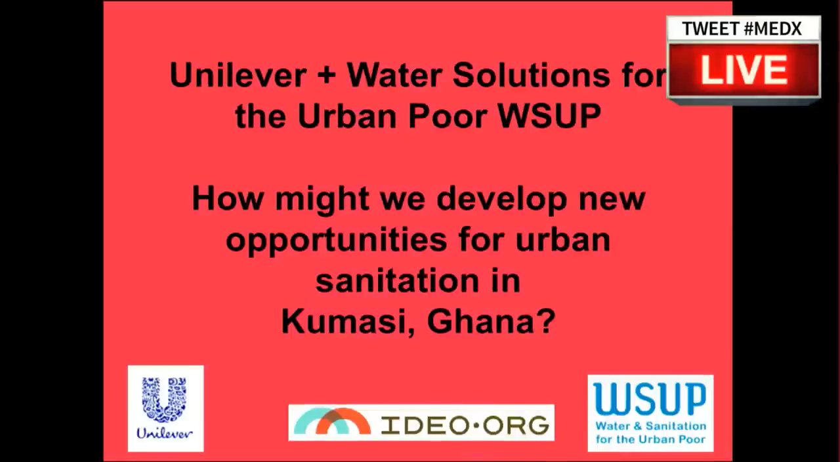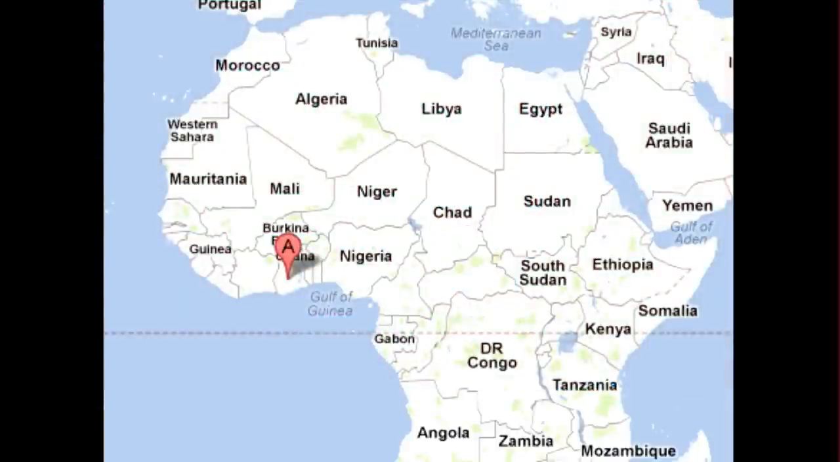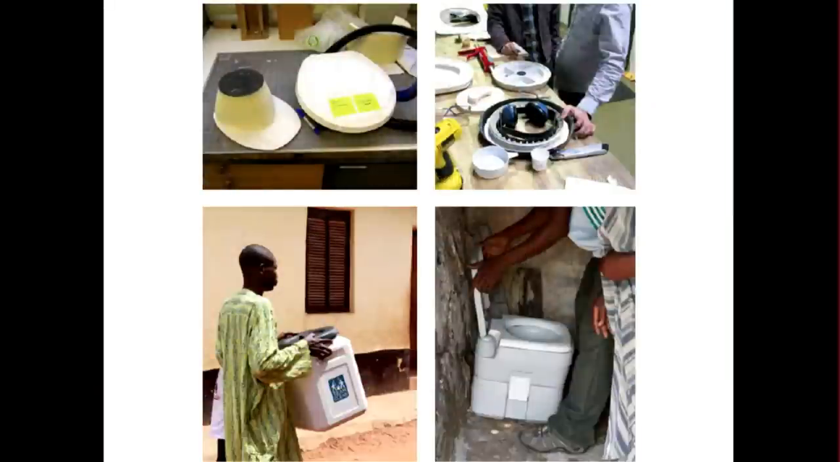Unilever Foundation and Water Solutions for the Urban Poor asked: how might we develop new opportunities for urban sanitation in Kumasi, Ghana? This is a West African country, small but quite populous, with almost no sanitation in their major cities. That's millions of people camping next to each other permanently. And so they asked the IDEO.org team to go and try to figure out how to make a difference here. And naturally, as a bunch of designers and engineers, we start with, how can we make something that will fix this? So we looked at camping-like toilets to see if we could start there.